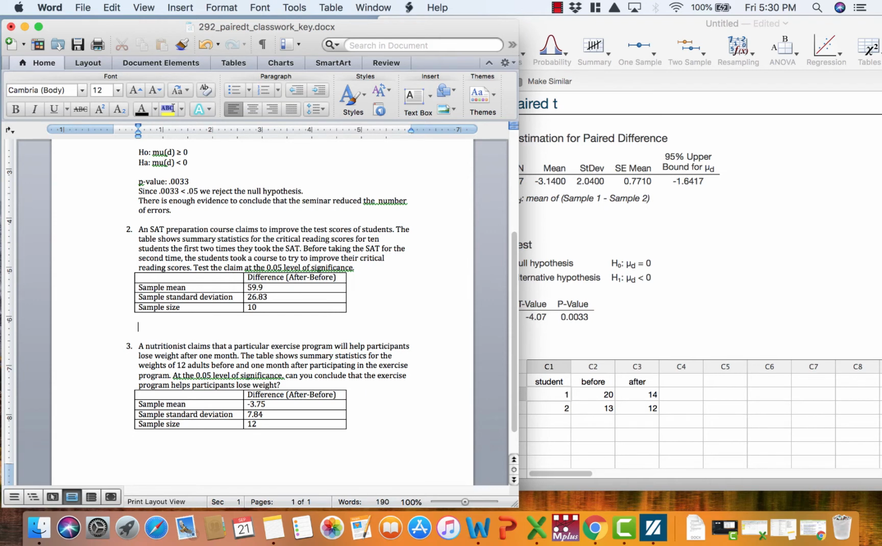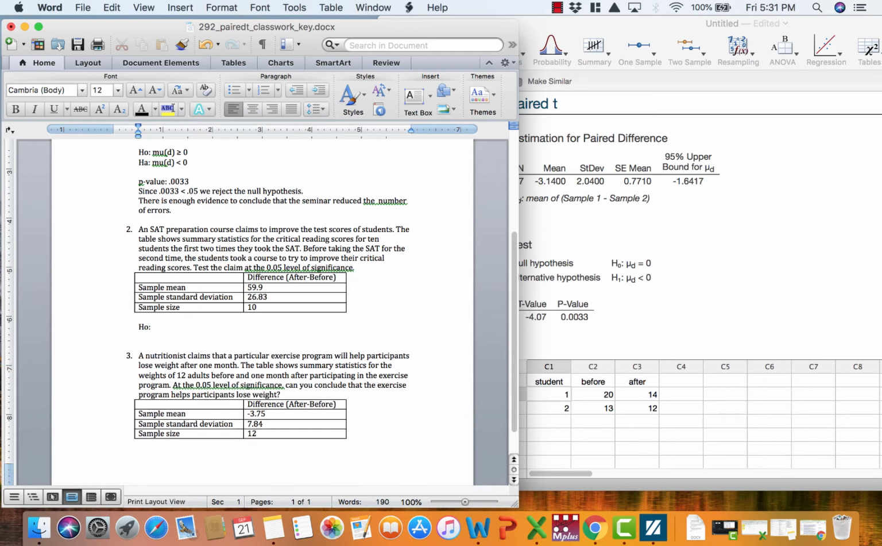Number 2. An SAT prep course claims to improve the test scores of students. The table shows summary stats for the critical reading scores for 10 students the first 2 times they took the SAT. Before taking the SAT for the second time, the students took a course to try to improve their critical reading skills. Test the claim at the 5% significance level. So we've got a null and an alternative.